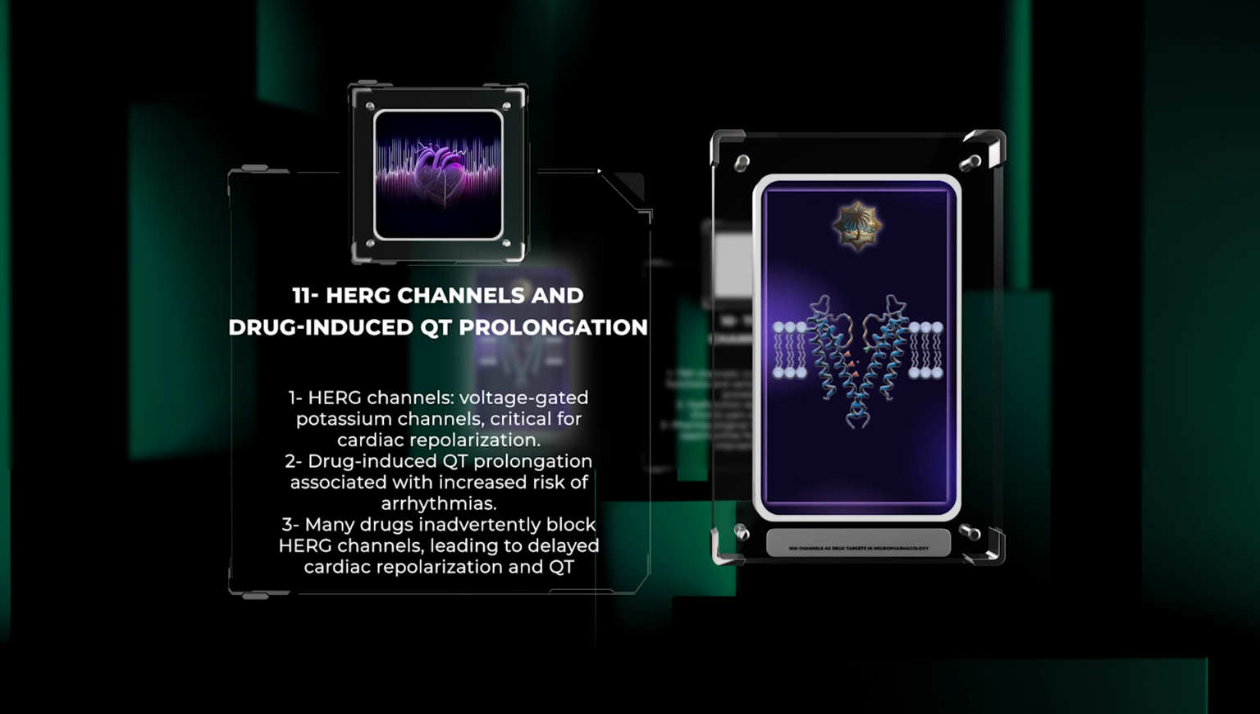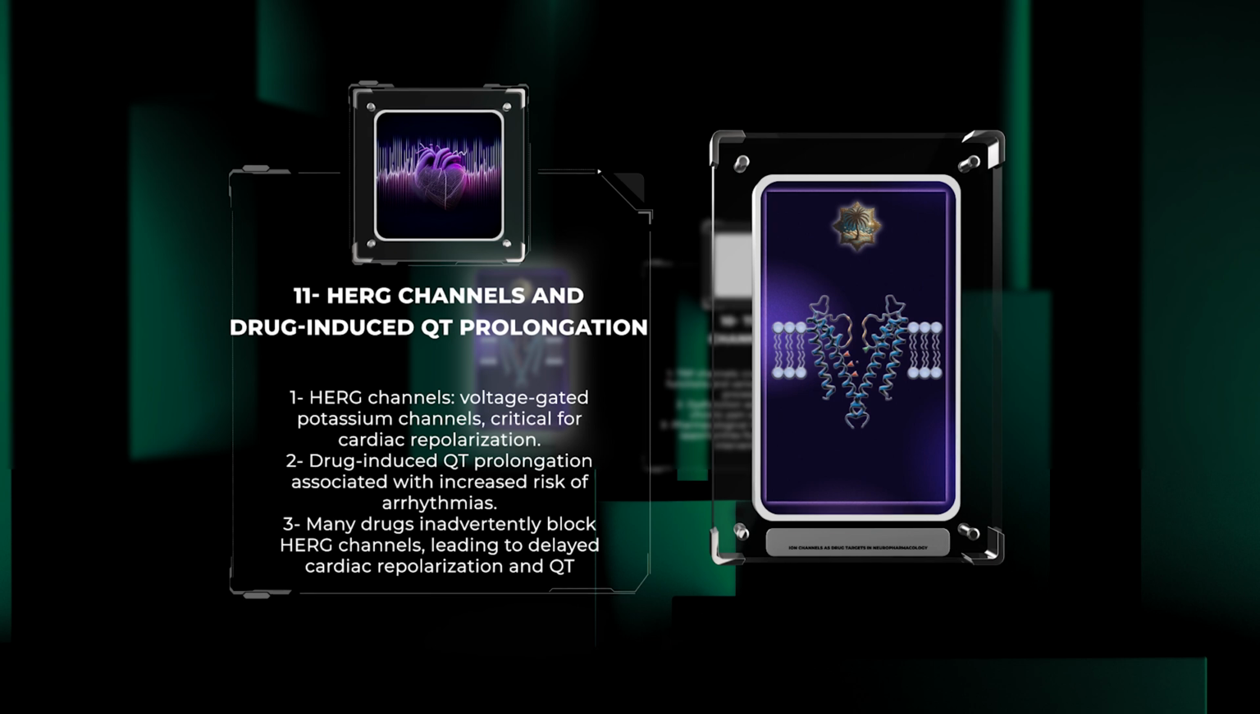Prolongation of the QT interval on the electrocardiogram, ECG, is associated with an increased risk of potentially life-threatening arrhythmias, such as torsade de pointes. Many drugs, including antipsychotics, antibiotics, and antihistamines, can inadvertently block hERG channels, leading to delayed cardiac repolarization and QT prolongation. Understanding the mechanisms underlying drug-induced QT prolongation is crucial for mitigating the associated risks.